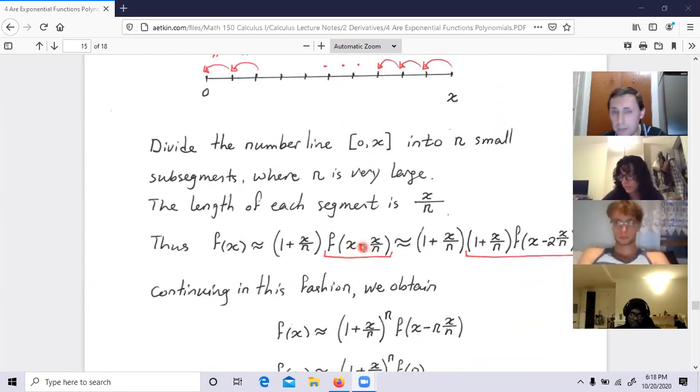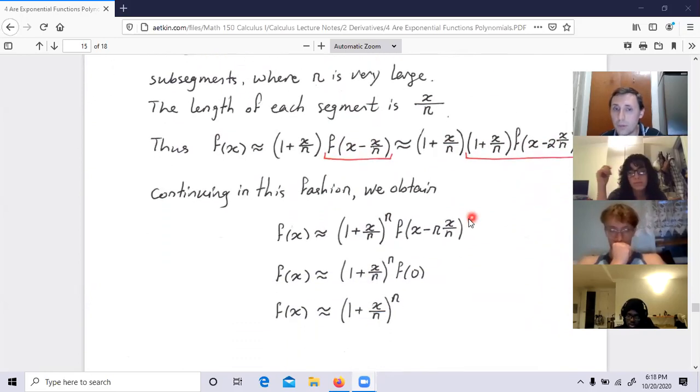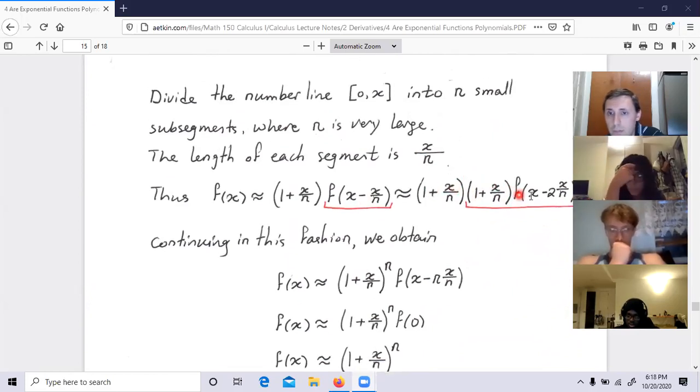So now I'm at this point. Look at it. I put a red line below it. So f evaluated at x minus x over n is the same as if I push in front of it 1 plus x over n, and I move one step back. So x minus 2x over n. And I continue to walk back. How many times do I walk back? So this is 2 steps walked back. It's x minus 2x over n. 3 steps will be x minus 3x over n.